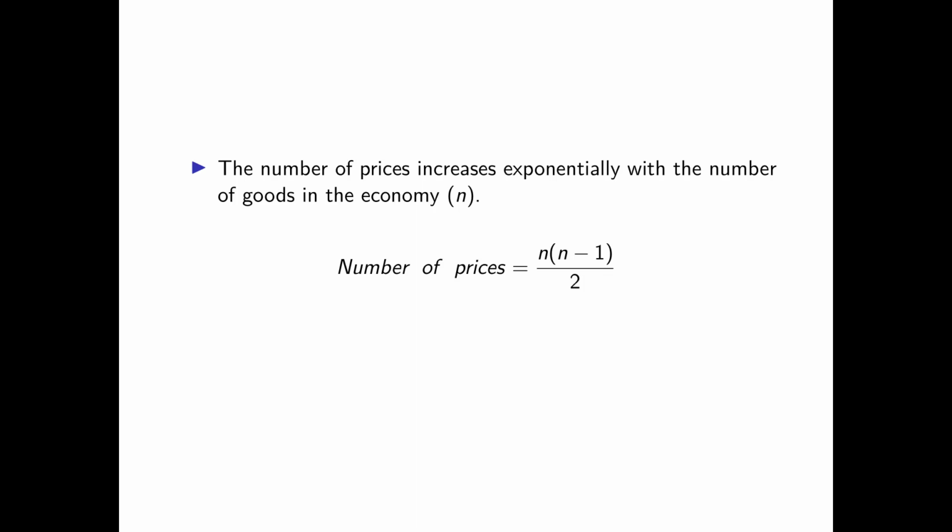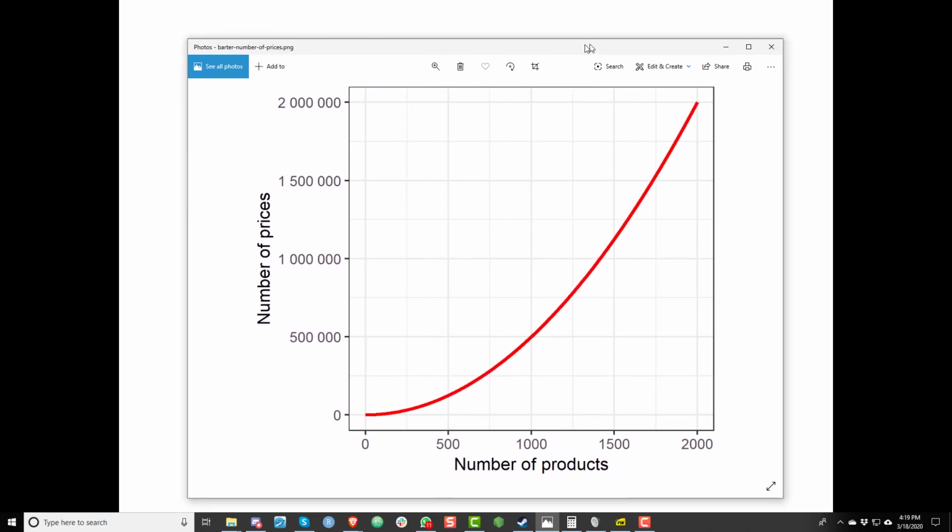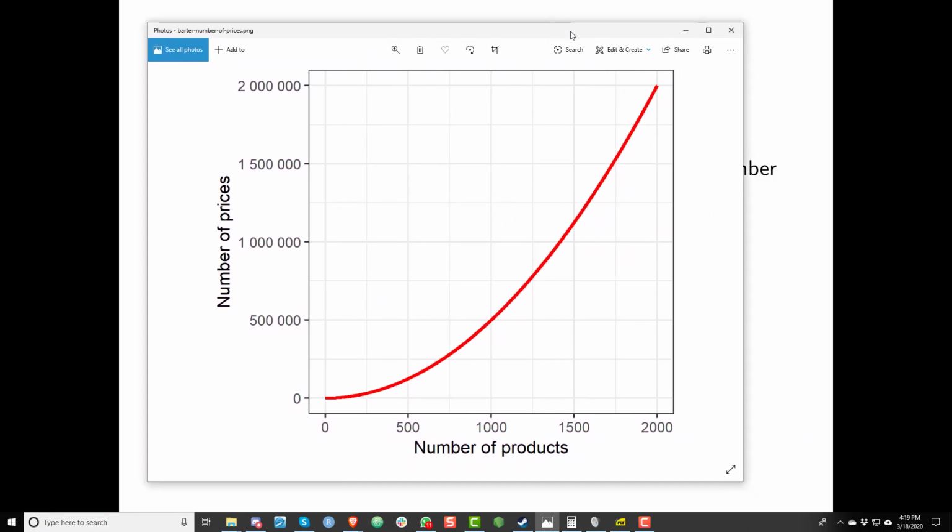So I made a graphic that shows this fact. As you can see, on the x-axis you have the number of products, and on the y-axis you have the number of prices that are required in this economy. And you see the exponential growth. In an economy with 500 products, this is how many prices we'll need. Well, it's kind of hard to know what value is here, but we have 250,000 here. So can you imagine what we have? Maybe half of it, so that would be 125,000. That's a lot of prices.